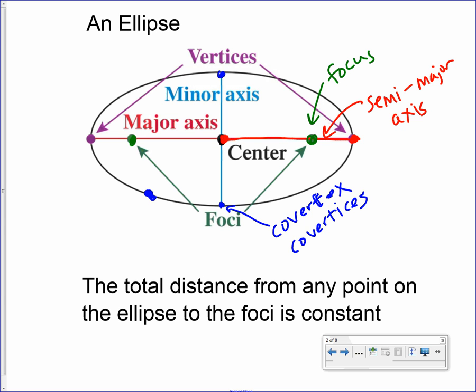Take any point on the ellipse, and if you measure the distance to both foci, let's call this distance x, and this one y. x plus y equals some number, and that number is consistent around the entire ellipse for any point that we choose.